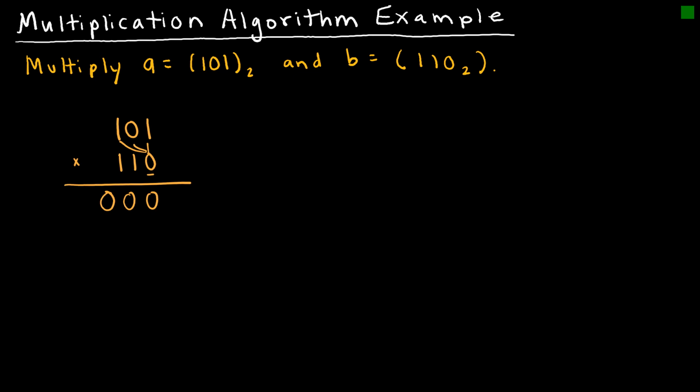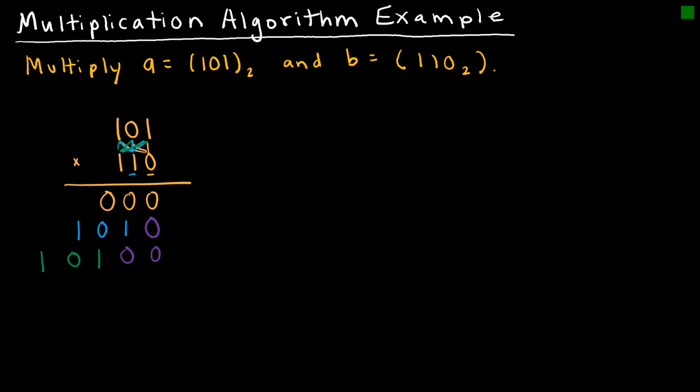Then what we would do is we would leave a 0 as a placeholder. And then we would take that next digit and repeat the process. So 1 times 1 is 1, 1 times 0 is 0, and 1 times 1 is 1. And then we would leave 2 placeholders, which is essentially shifting it over, and then 1 times 1 is 1, 1 times 0 is 0, 1 times 1 is 1.